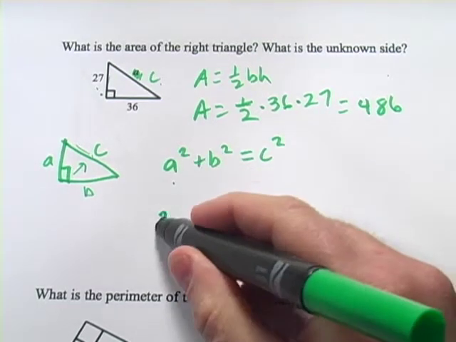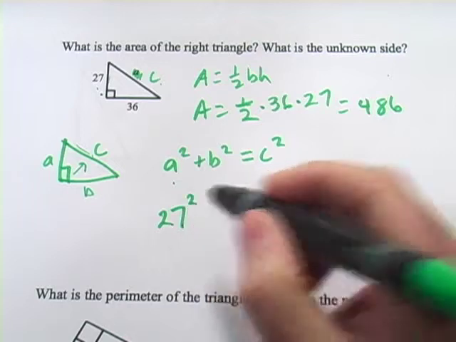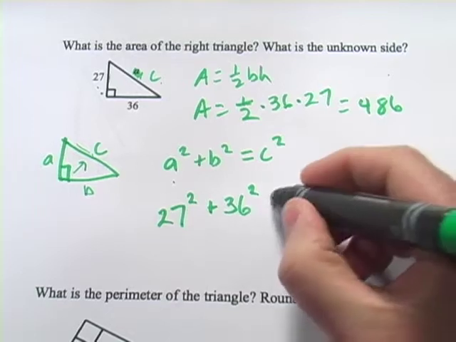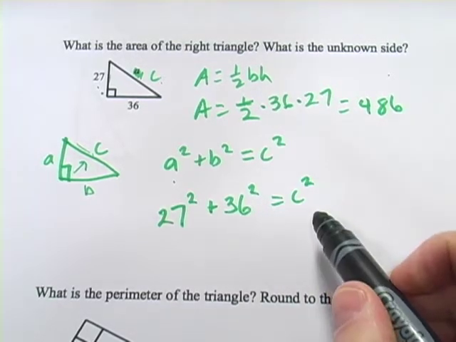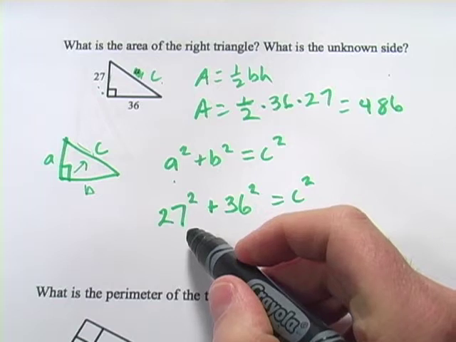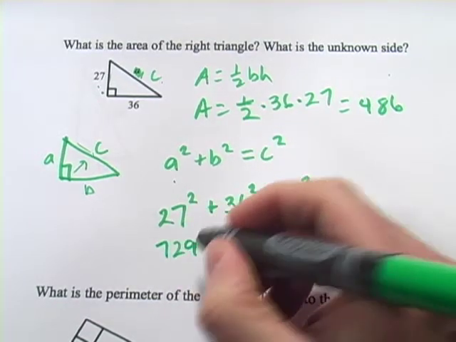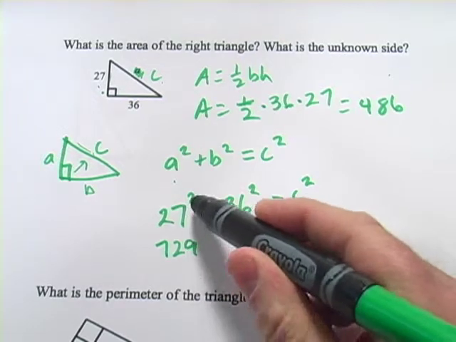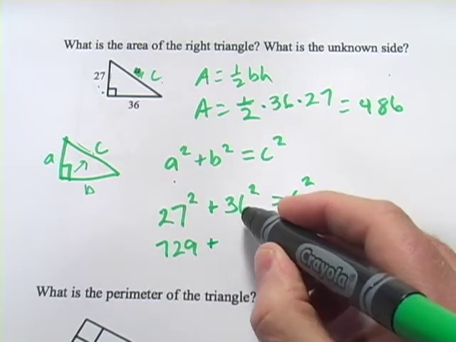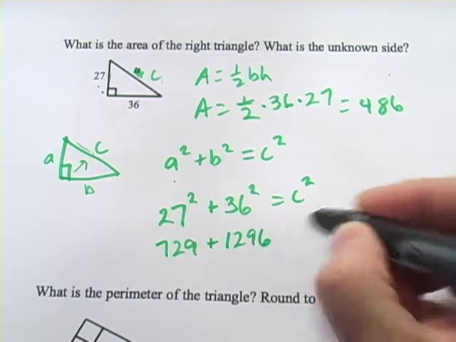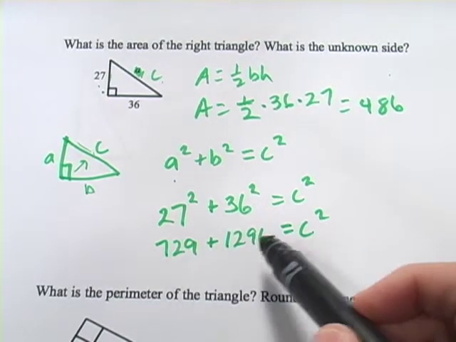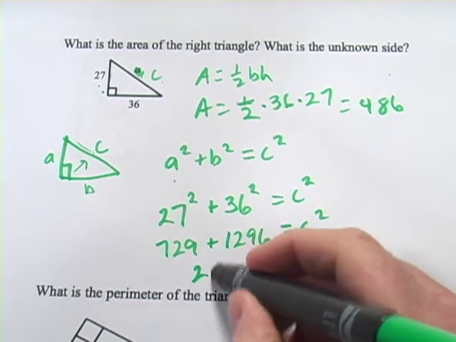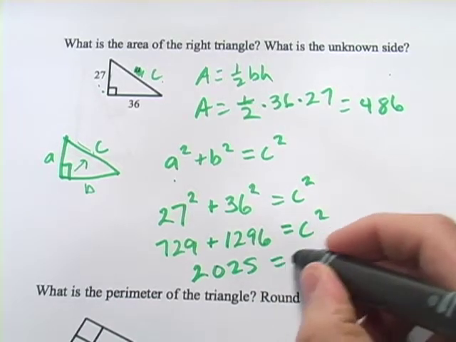So 27 in for A, so A squared becomes 27 squared. 36 in for B, so B squared becomes 36 squared. And then we're looking for C, so C squared stays the same. Now 27 squared is 729. You can get that on your calculator by punching in 27 times 27, or just 27 and then the x squared key. 36 squared is 1,296. Now I'm going to add these together, so 729 plus 1,296, and I get 2,025 equals C squared.